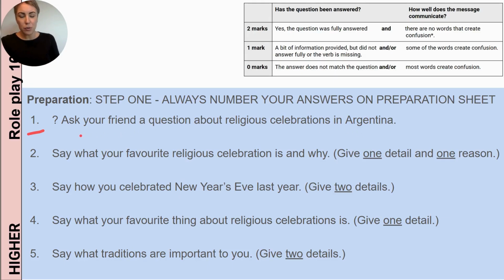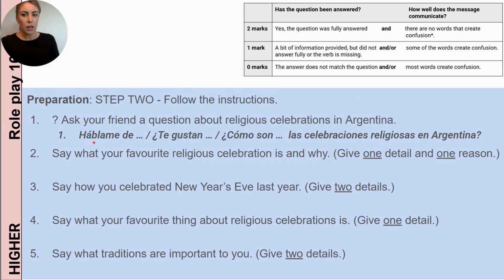So, how do we ask a question? We can say háblame de, so tell me about, or te gustan, given that it is religious celebrations in the plural. So do you like? Or ¿cómo son? What are they like? And then we add religious celebrations in Argentina. So las celebraciones religiosas en Argentina. So we can choose any of these phrases to start our question. So háblame de las celebraciones religiosas en Argentina. Perfect. ¿Te gustan las celebraciones religiosas en Argentina? Perfect, okay?